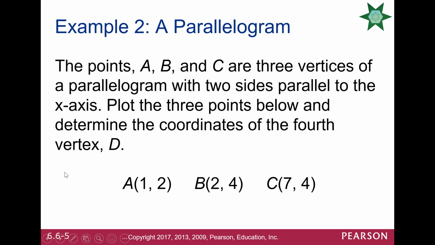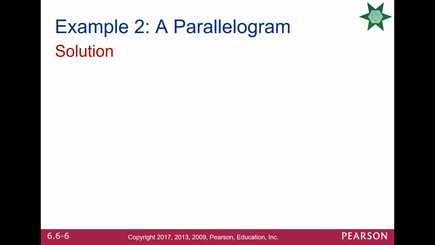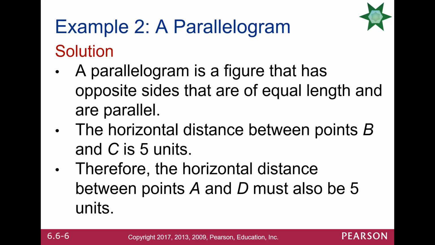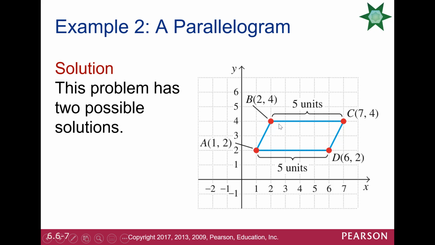Here they have 3 points that we're plotting, and we're trying to figure out what the fourth point would be. Remember that when we're talking about a parallelogram, the sides are equal length and kind of the same distance apart. So they're determining that there might be 2 different solutions because these both have to be 5 units long.